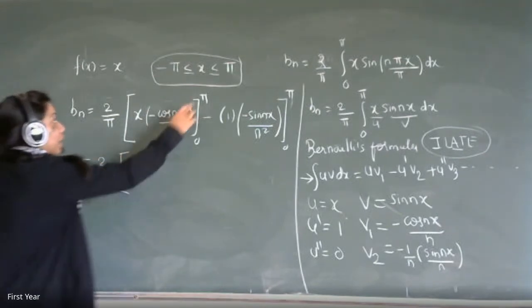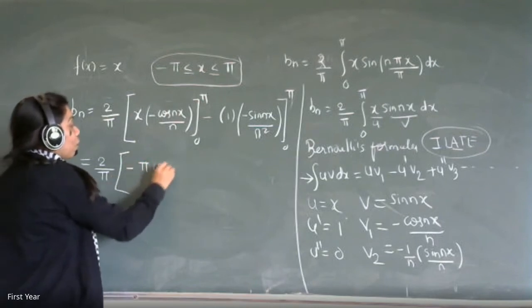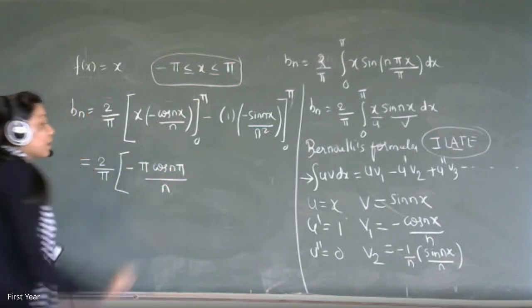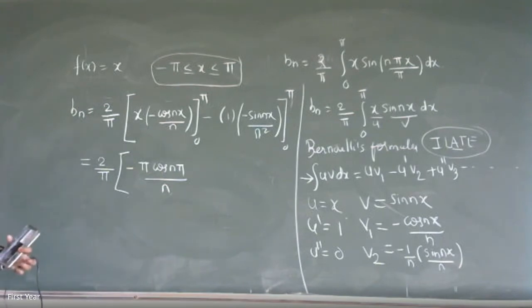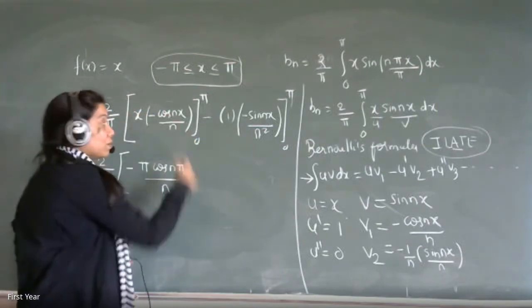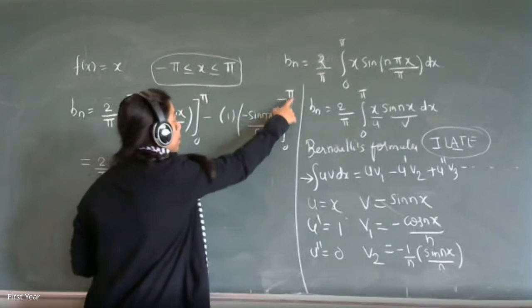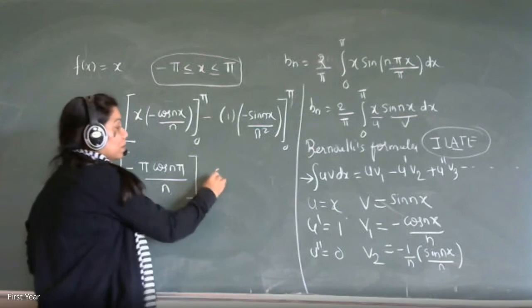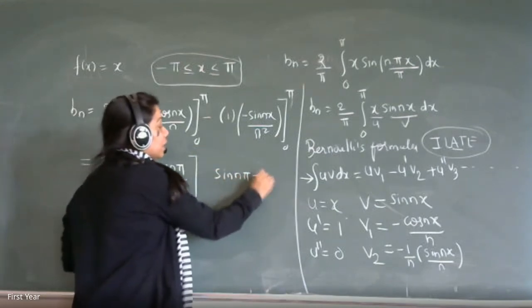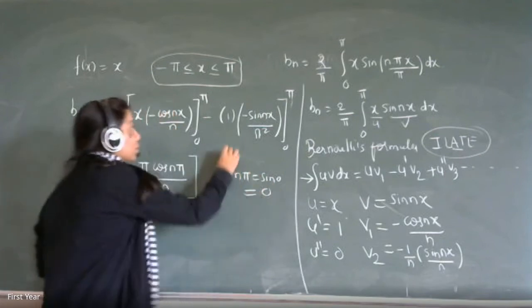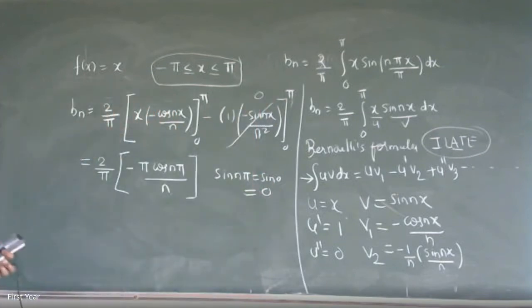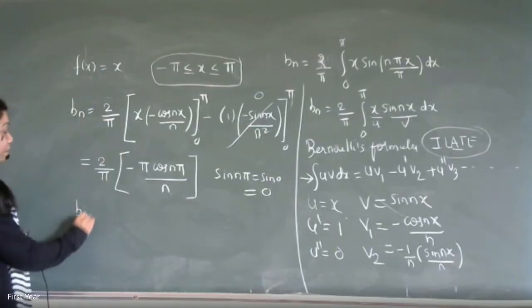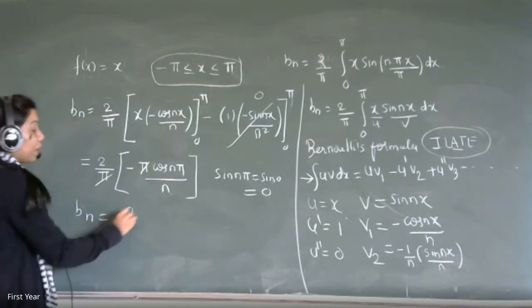Just see now. When I put x is equal to pi, it is minus pi cos of n pi by n. When I put the lower limit, it is 0, and 0 into anything is 0. What about this term? The upper limit will become sin n pi, and the lower limit will become sin 0. Sin of n pi is 0, sin of 0 is 0. So this entire term becomes 0. Clear? And therefore your value of Bn becomes pi and pi gets cancelled, minus 2 by n.